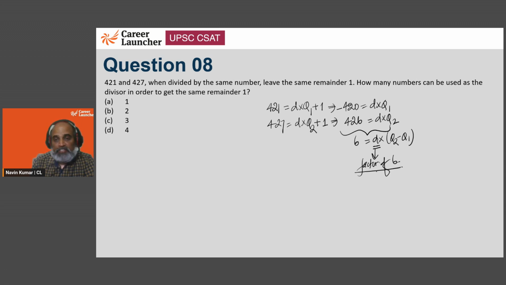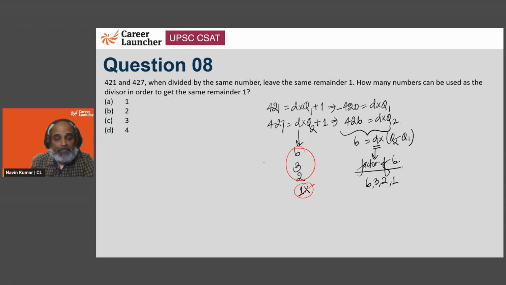Now, the factors of 6 that we have are 6, 4, 3, 2, and 1. Sorry, 4 is not there. So it's going to be 6, 3, 2, and 1. So the divisor can be 6, it can be 3, it can be 2, but it cannot be 1. Why so? Why only 6, 3, 2, and not 1?